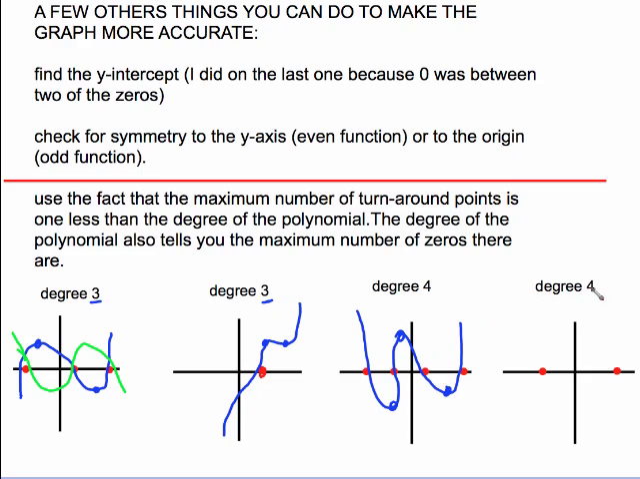It's possible that degree 4 only crosses twice. And then our turnarounds might just be something like this. It might just go through kind of like a parabola, and it only has 1 turnaround. Remember, this says that the maximum number of turnarounds is 1 less than the degree. So the most it can have is 3. It doesn't have to have 3. Again, this does not cover all of the possibilities for what the pictures look like. I'm just trying to get you to understand the idea about the maximum number of turnarounds.